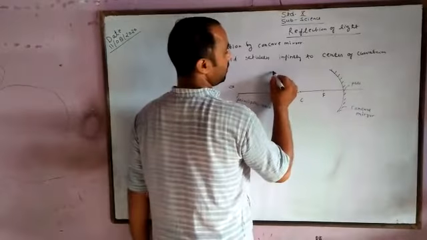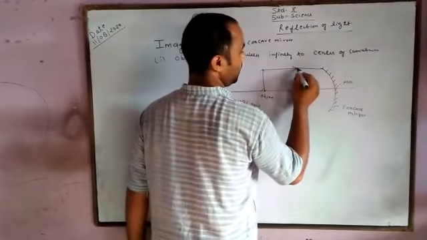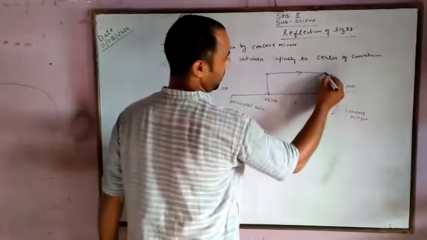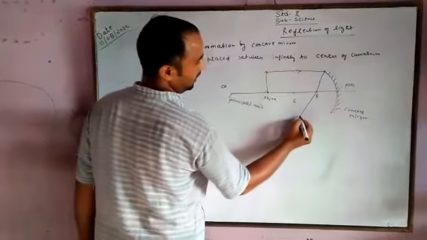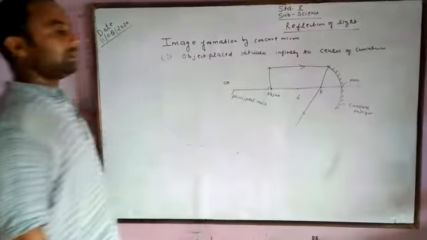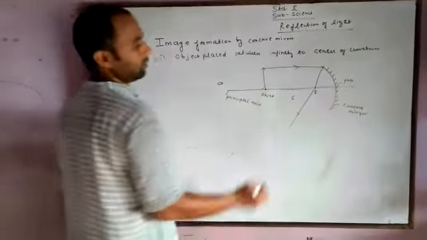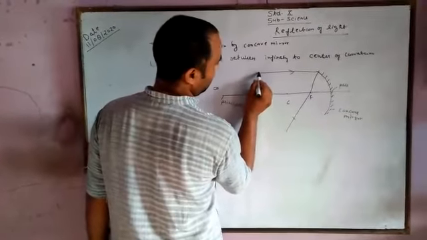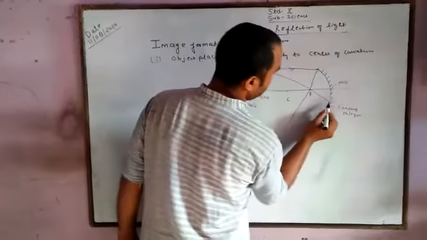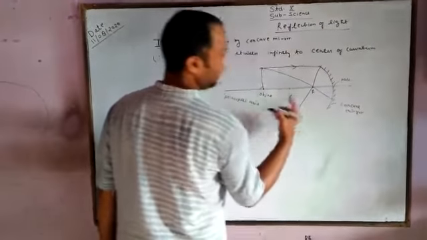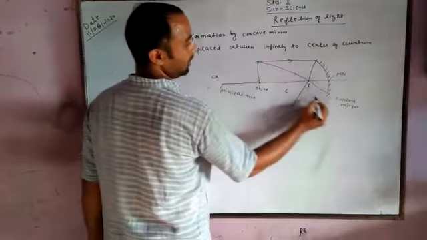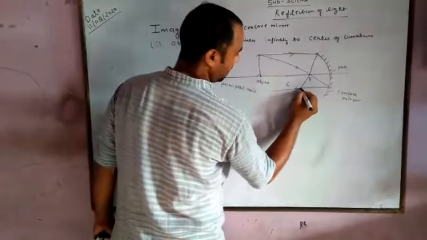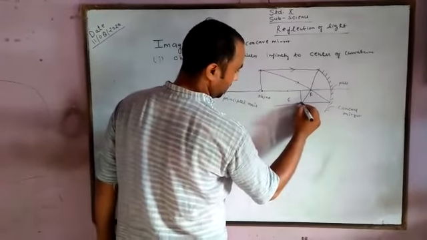We have to know the basic rules for the image formation. If a ray is parallel to the principal axis, it always passes through the focus. We know this rule very well. This is our incident ray. And another ray we have to consider: a ray passing through the focus always goes parallel to the principal axis. It means both of the rays cut here.